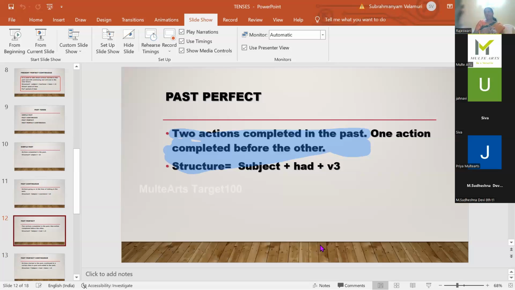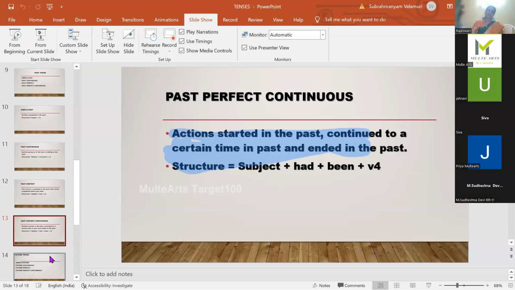By the time I reached the station, the train had left. So my coming to the station took place later. Leaving of the train took place first. So the first action will be in past perfect. The second action will be in simple past. So two actions, both actions are completed, no continuation. Whichever action completes first will be in past perfect. The later action will be in simple past.